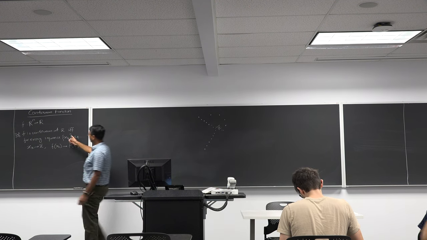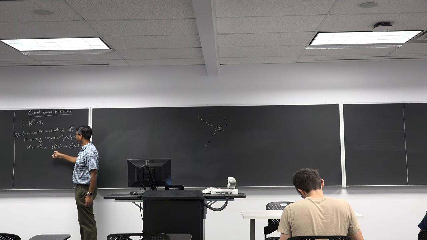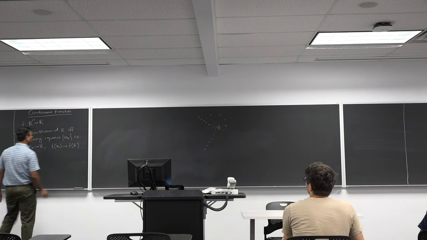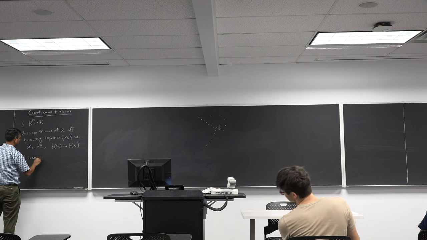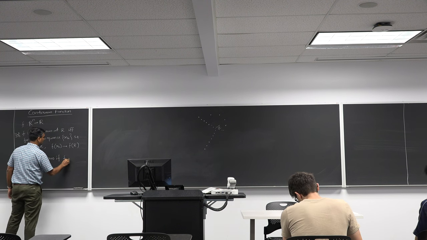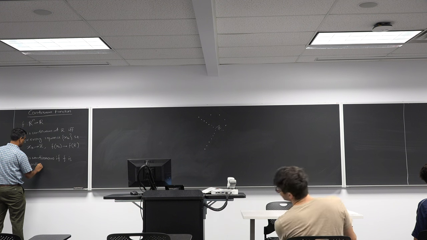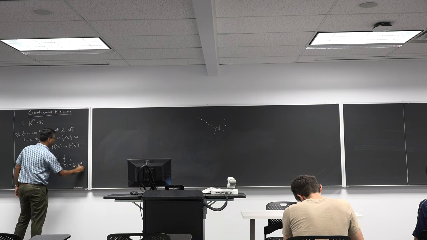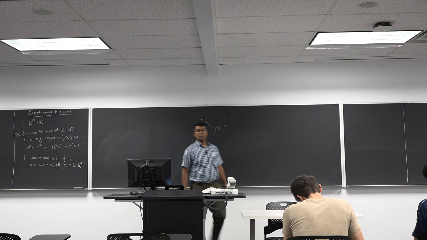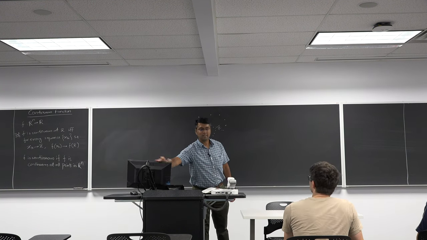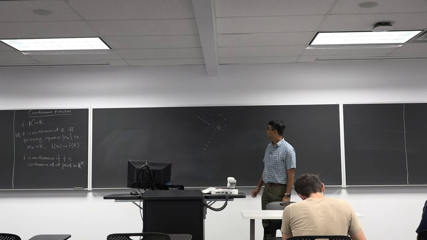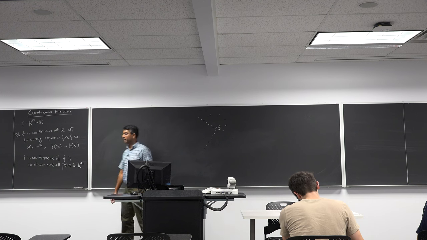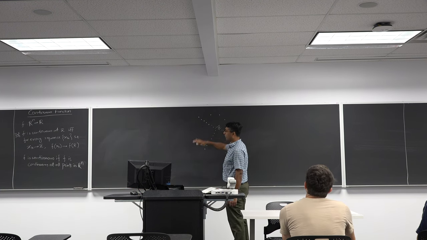So f is continuous at x bar, if and only if for every sequence xk such that xk converges to x bar, f of xk should also converge to f of x bar. And now a function is continuous if it is continuous at all points in space. So f is continuous if f is continuous at all points in Rn. Are you able to see it? I'll try to write on top. So f is continuous if f is continuous at all points in Rn. Okay, if it is continuous everywhere, then we call it a continuous function.